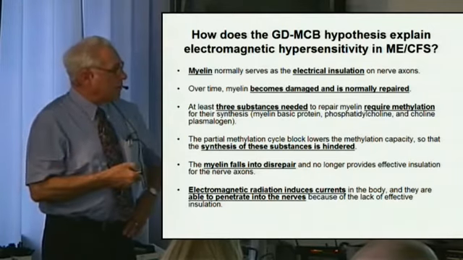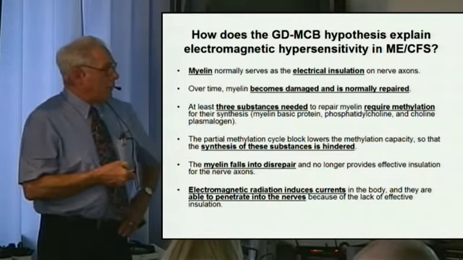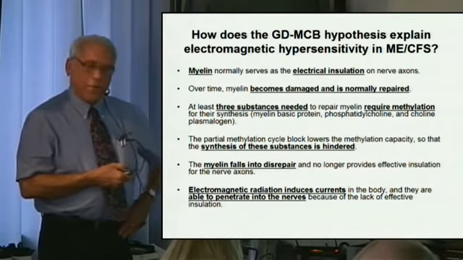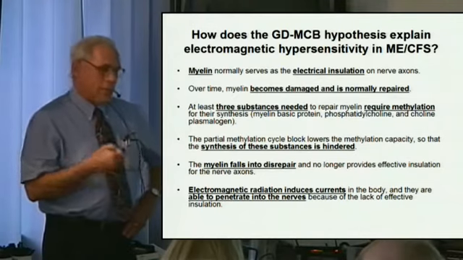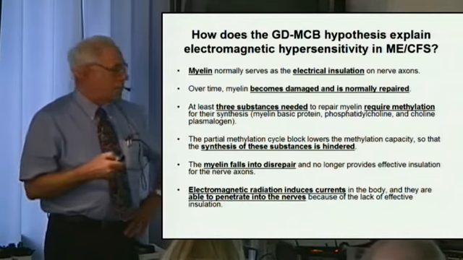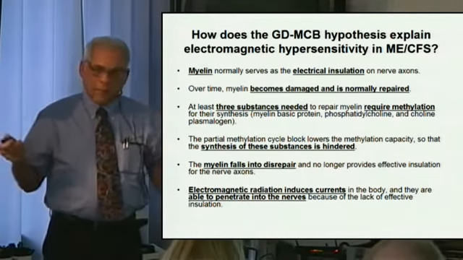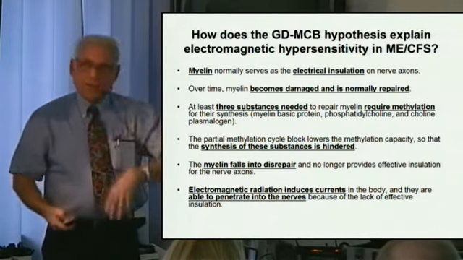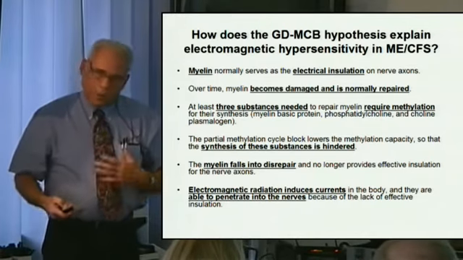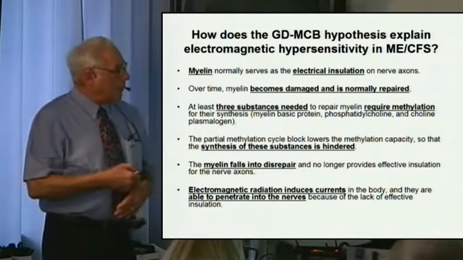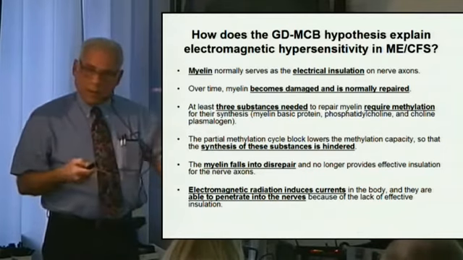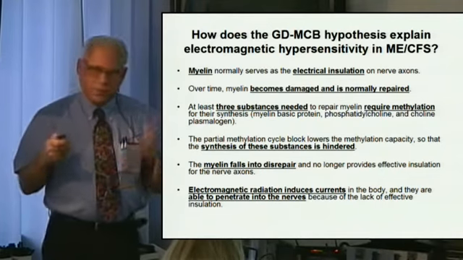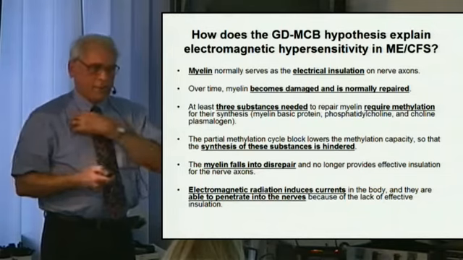If your methylation is not working well, then you have trouble making those things, and then I'm suggesting the myelin falls into disrepair. So now you don't have the normal insulation on your axons, and when you're walking around in the environment with all this electromagnetic radiation coming from every direction, it's inducing currents in your body. Usually those currents don't flow through your nerves, but when your nerves are not insulated, those currents flow into your nerves, and now you have neurological symptoms. So I'm suggesting that that's the mechanism in chronic fatigue syndrome.